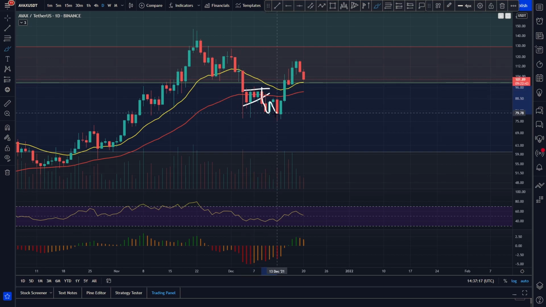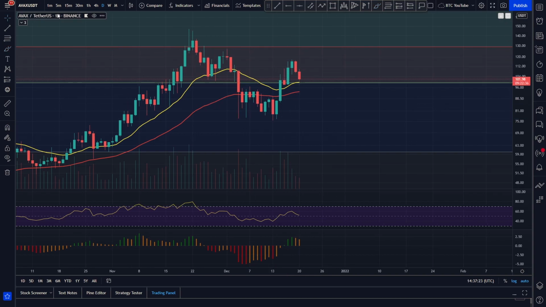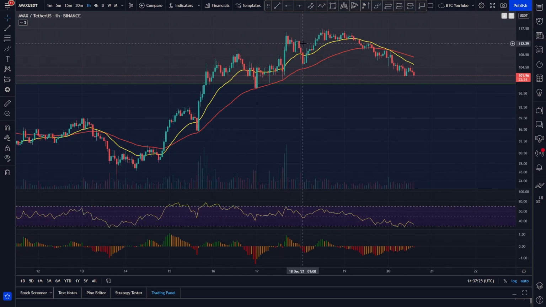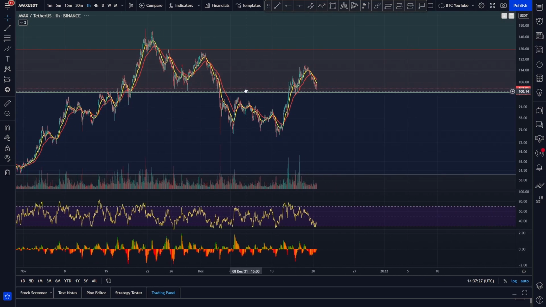We get that overextension, we come back down, we double bottom back test, we do something like this where we get that W double bottom. And then obviously over the past week or so, we've had a nice renaissance for Avalanche, where essentially we've just bounced back to the upside.